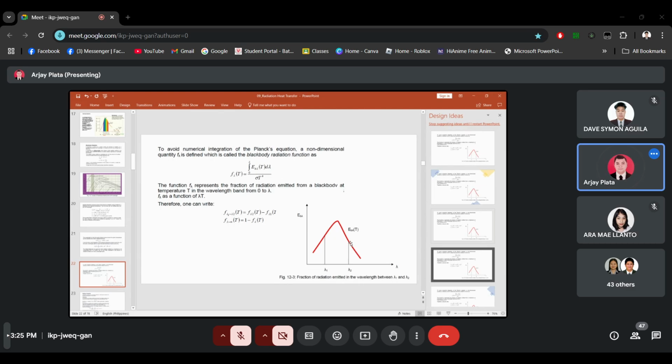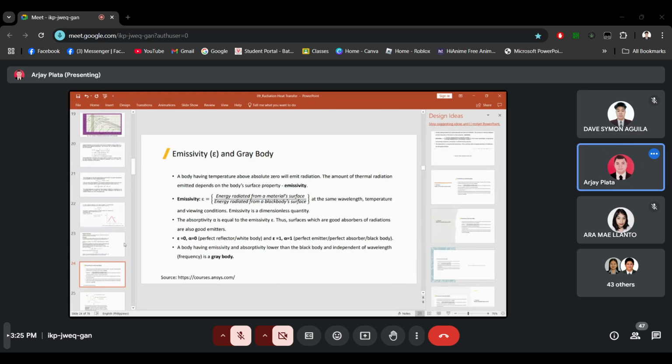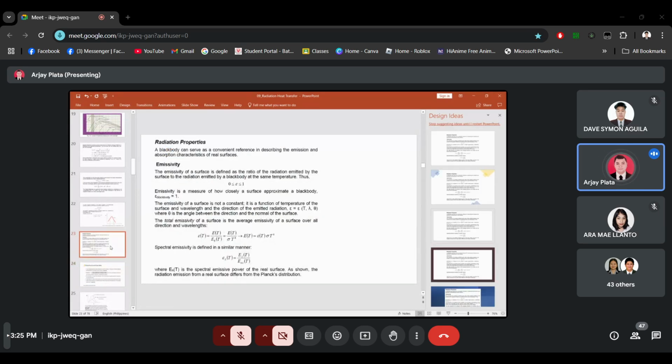Our emissivity ranges from 0 to 1. When we say emissivity, it is defined as the ratio of the radiation emitted by the surface to the radiation emitted by the black body at the same temperature. So in a black body, there is no emissivity, but in reality, there is.